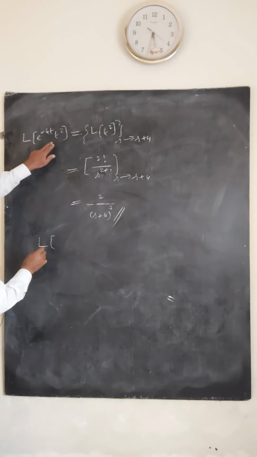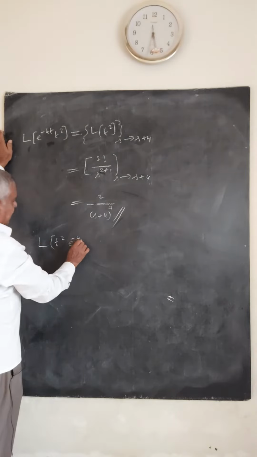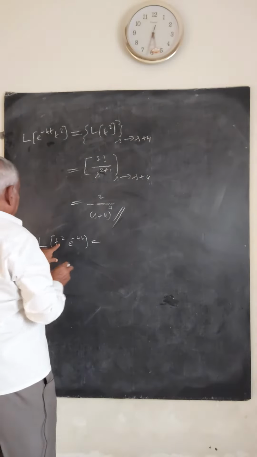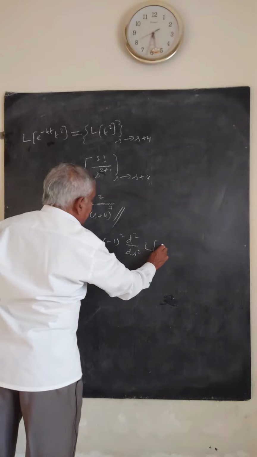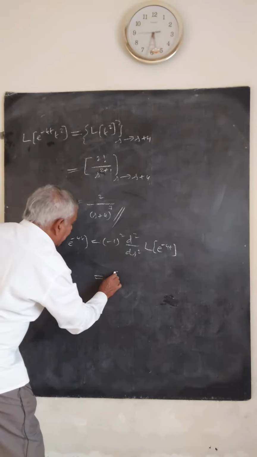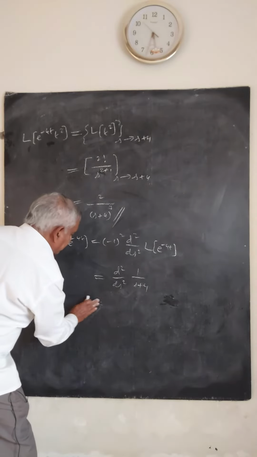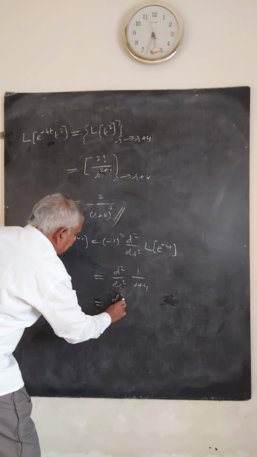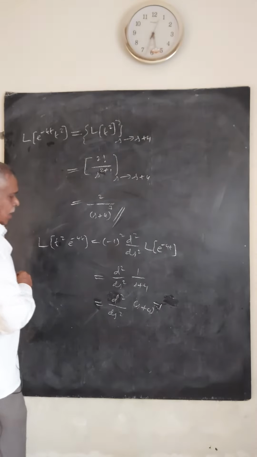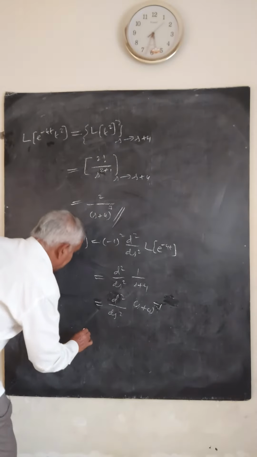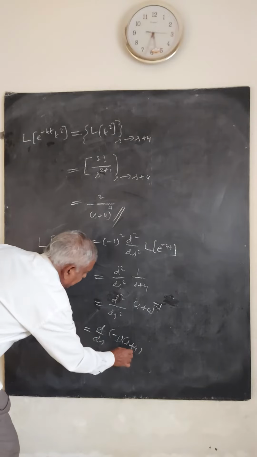Similarly, we can use the differentiation formula for e power minus 4t. Removing t square is minus 1 whole square d square by ds square of L of e power minus 4t. Negative whole square is positive. We have to differentiate 1 by s plus 4 two times. Let us differentiate d square by ds square of s plus 4 whole power minus 1. What I am differentiating, I am writing here. Let us do d by ds of minus 1 into s plus 4 whole power minus 1 minus 1.